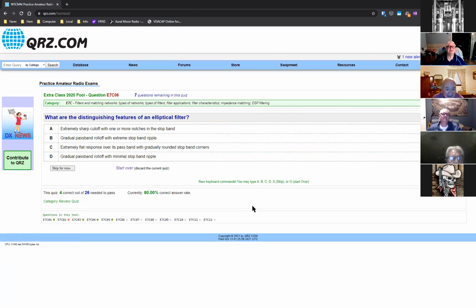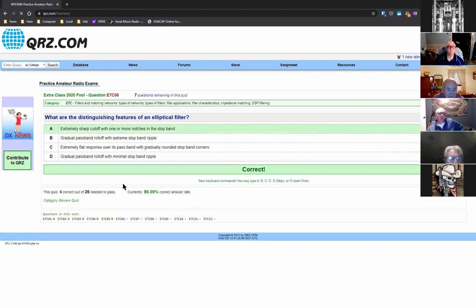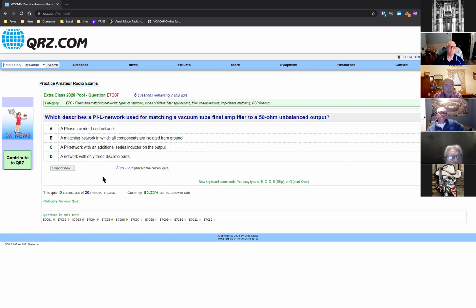What are the distinguishing features of an elliptical filter? A. Yeah. Which describes a pi L network used for matching a vacuum tube final amplifier to a 50 ohm unbalanced output? C. Yeah, so it's going to be C. You've got the pi, and then you're adding on an L to it, so that's going to be that additional inductor on the output.